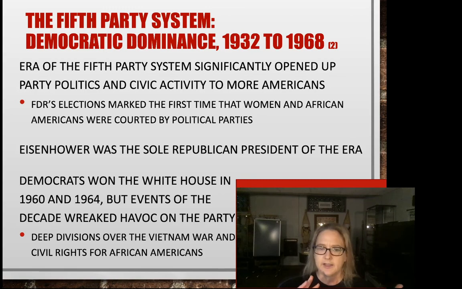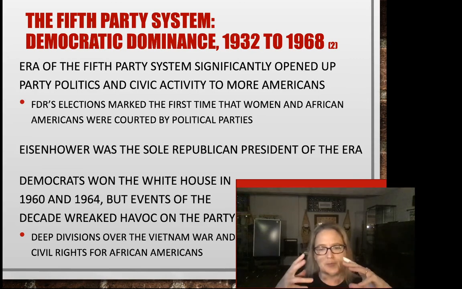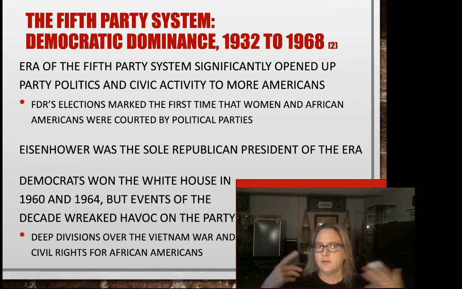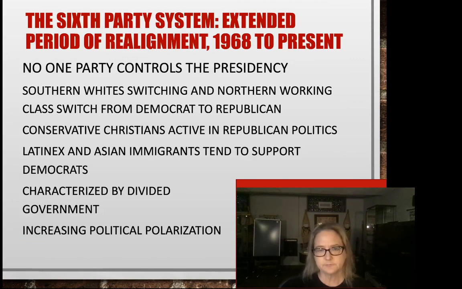And again, this has to do with the civil rights movement and the Vietnam War as well. So coming into the 60s, you have those two big pivotal events that are going to shift alignments, divide members of the party. That coalition they had put together divides over these two issues, and you get another realignment. And that brings us to the sixth party system, which starts in 1968.